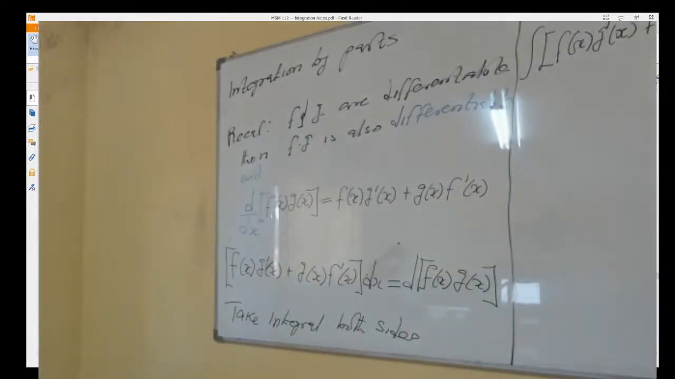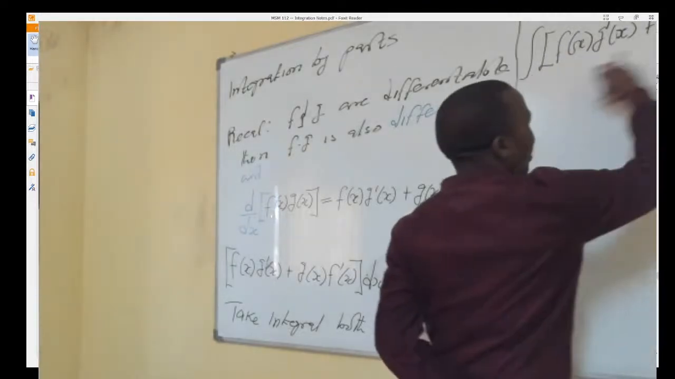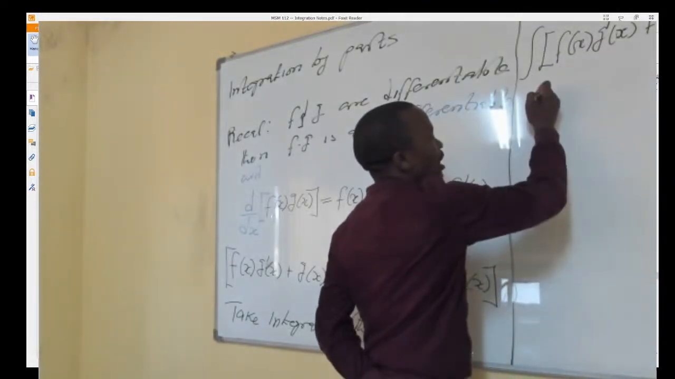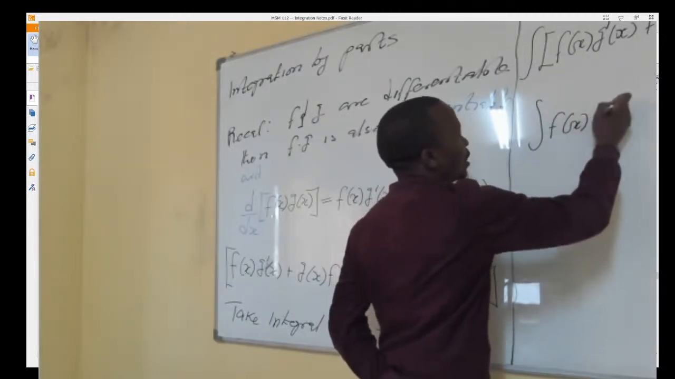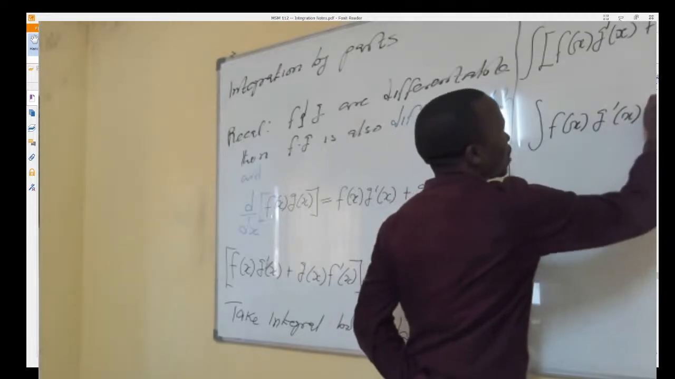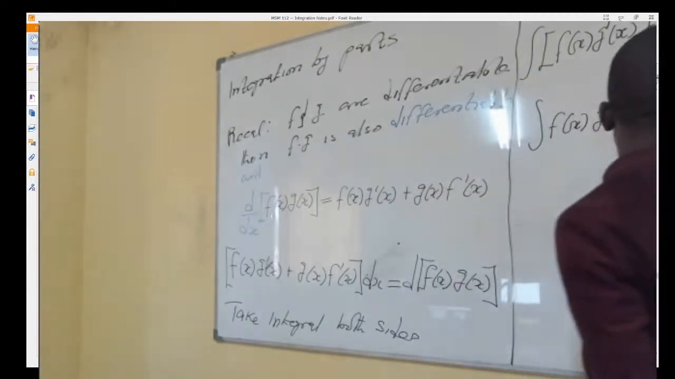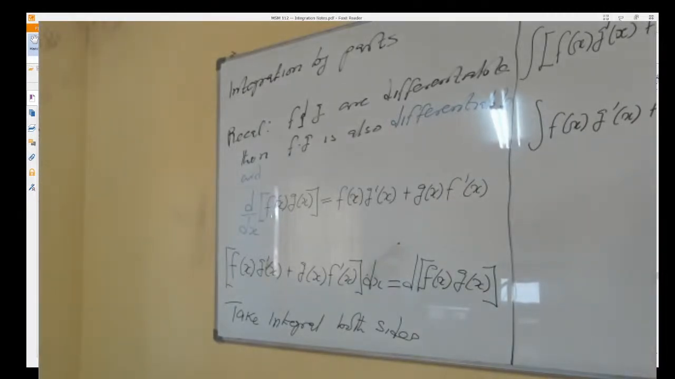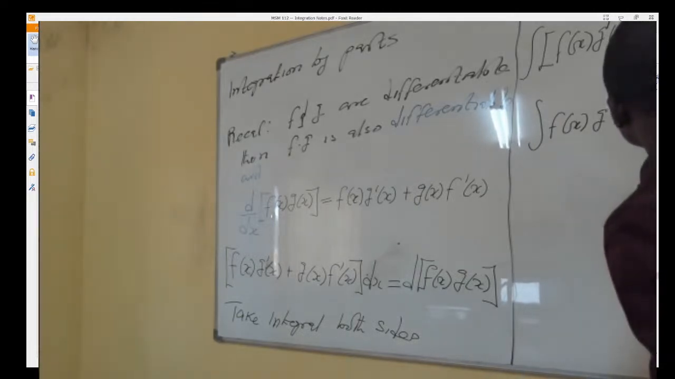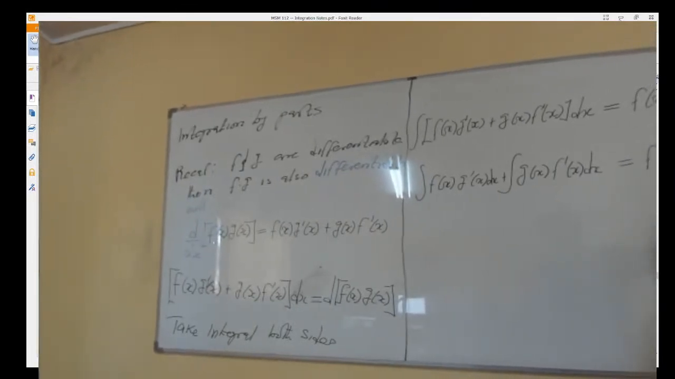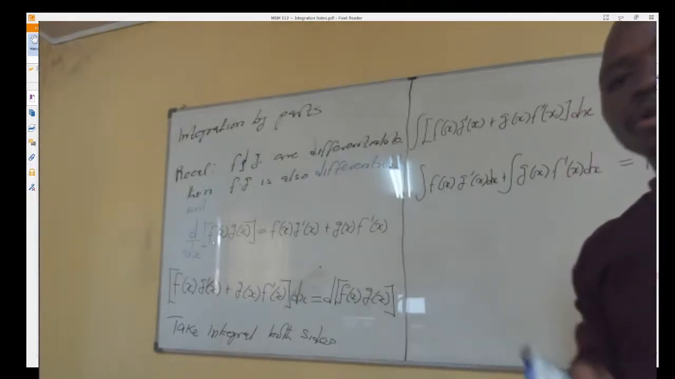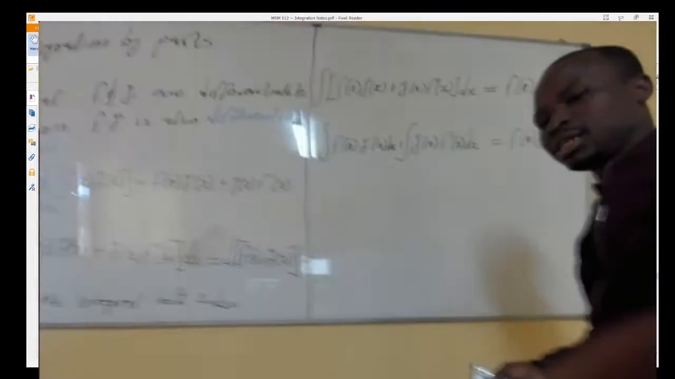So now, using the linearity property on the left hand side, we can split this. We are going to have the integral of f of x times g prime of x plus the integral of g of x times the derivative of f of x, dx. We're supposed to have dx here. This is equal to f of x times g of x. I hope you're able to see what I'm explaining.